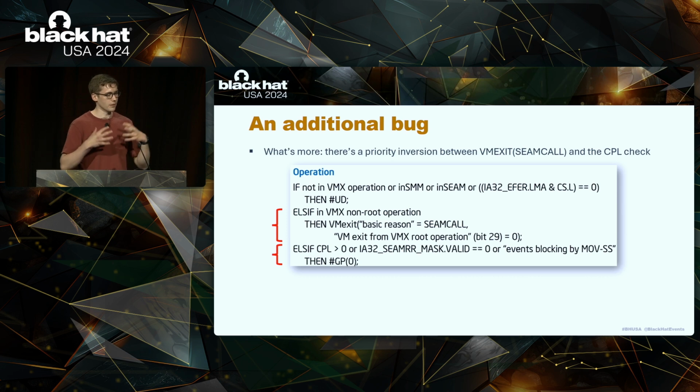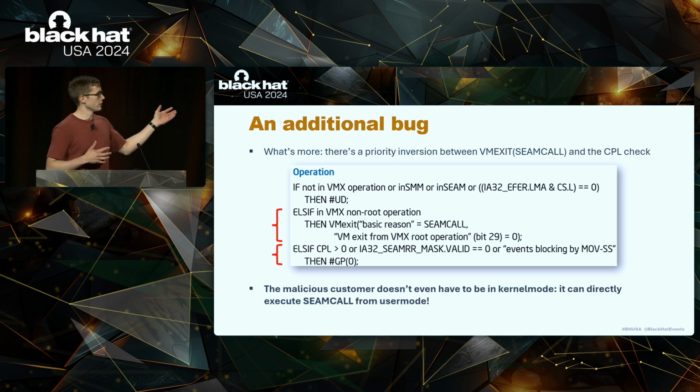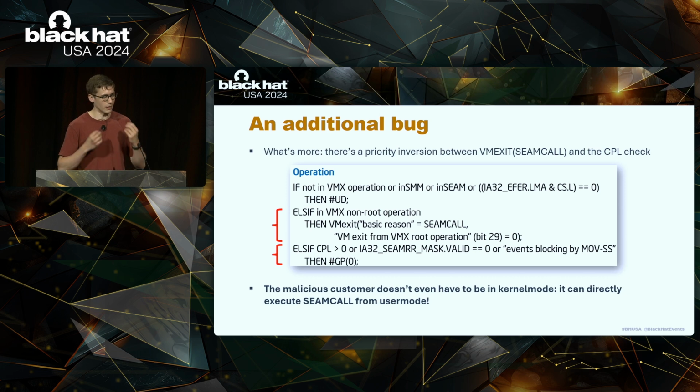And so if the guest executes SymCall in user mode, then the VM exit occurs, and the privilege check in practice never takes place. And so it means that in the previous vulnerability, when the malicious customers execute the SymCall, it doesn't even have to be in kernel mode to execute the SymCall instruction. It can directly execute it from user mode, and that's going to work. That's going to raise the VM exit. That is going to lead the hypervisor to kill the whole guest. So that second mistake in the specification makes the first vulnerability even easier to exploit.